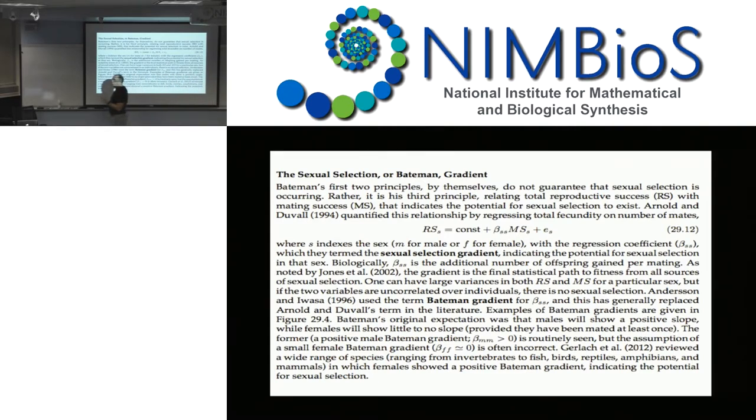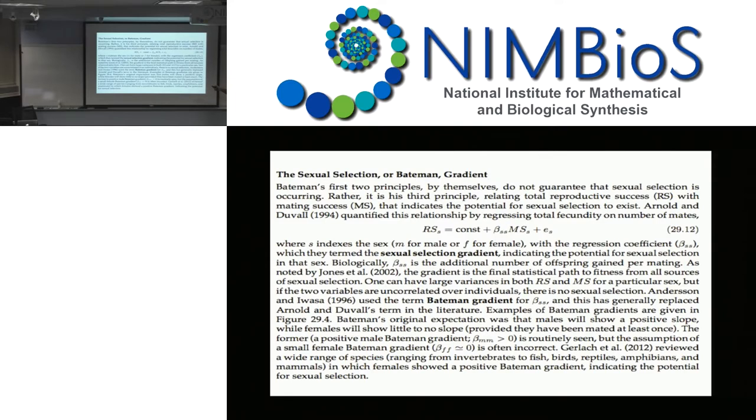The key feature that shows whether or not I have sexual selection and how strong it is is this notion called the Bateman gradient. And Arnold originally looked at this relationship here. He did a regression on the reproductive success of a given sex as a function of the number of mates that sex had. So I'd simply take data. You've mated once, you've mated twice, you've mated not at all, you've mated twice. Then look at number of offspring for each of those and simply do a regression. And the slope of that regression, they originally called the sexual selection gradient. That indicates the potential for sexual selection, because basically, if that is there, and positive, it means if you have more mates, you have more offspring.